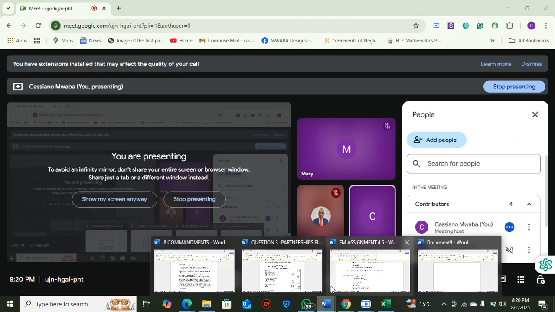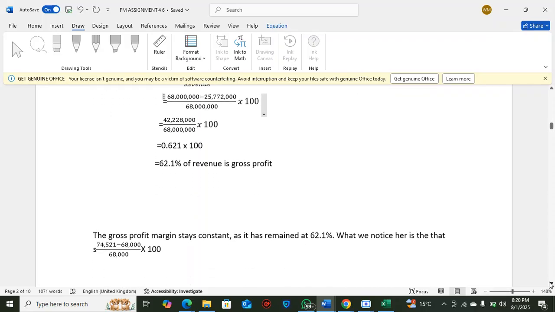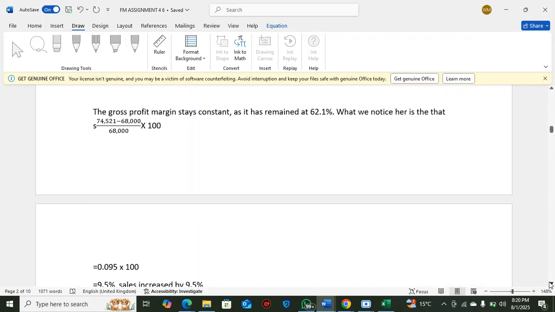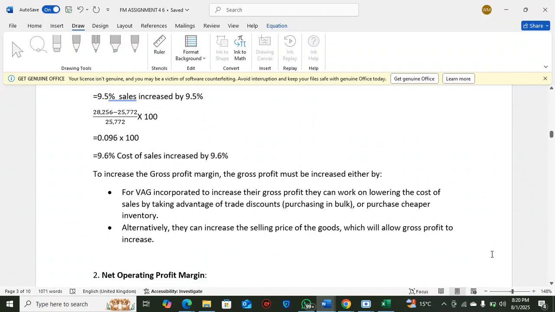Yes. So the next profitability ratio is... yes. So I'll give you also these notes. All right.